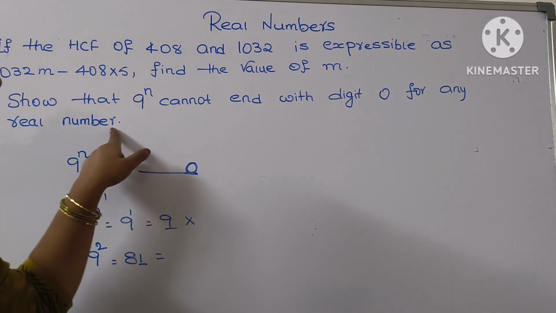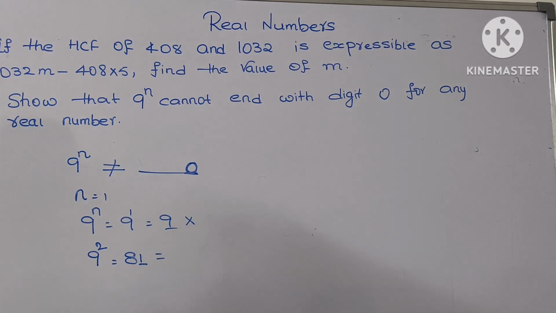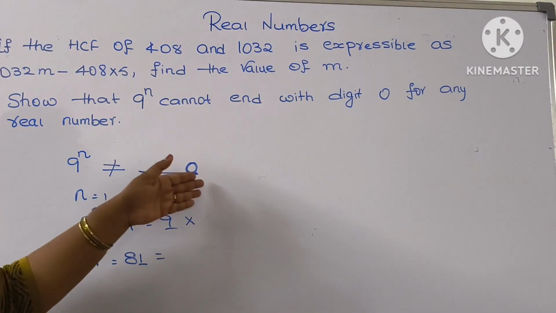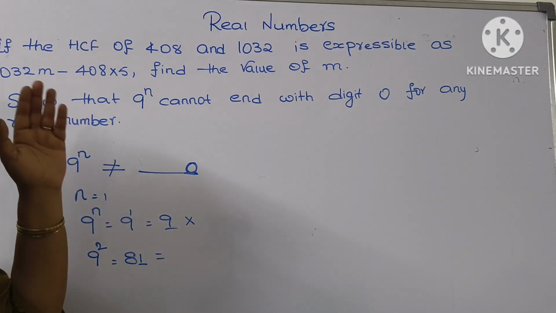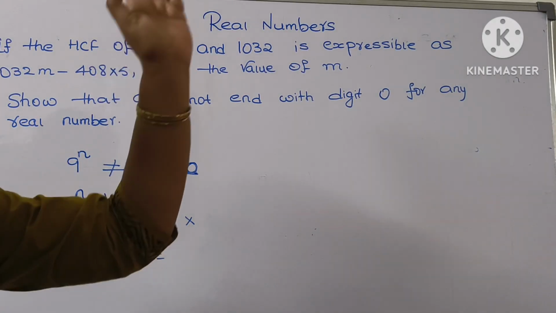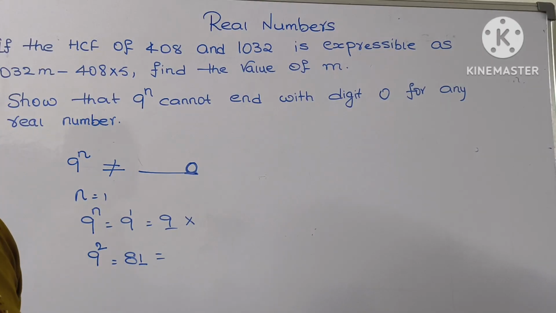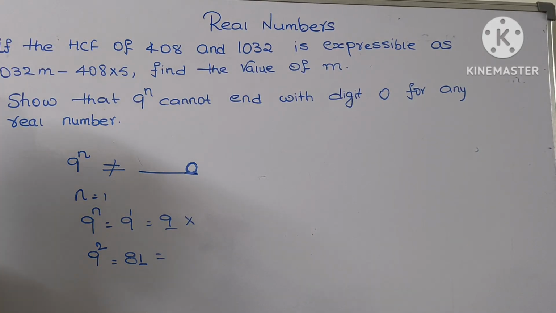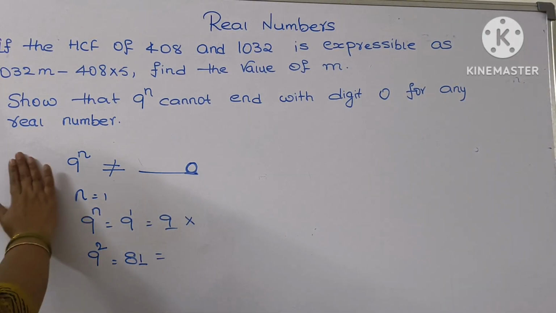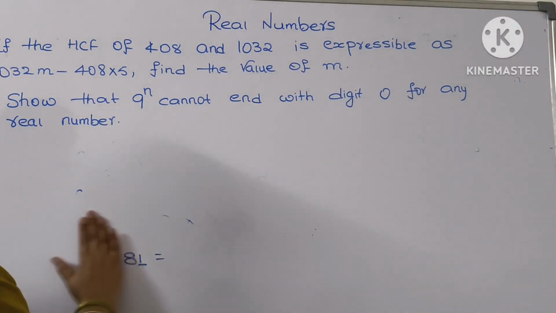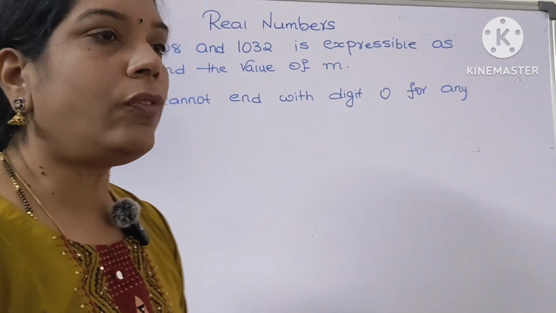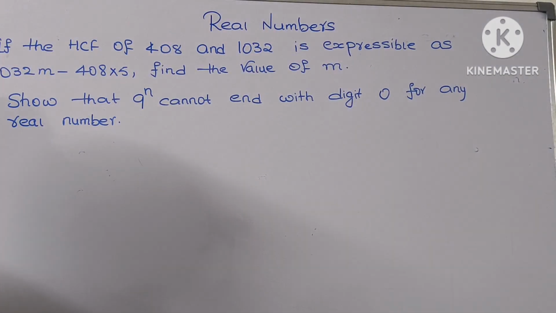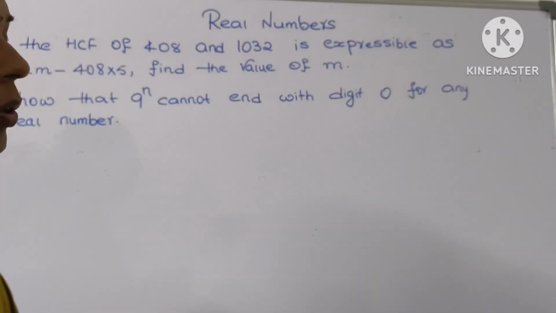Right now I have done it only for n values of 1 and 2. What is he saying? For any value of n, which means even if you take n to be 100, 200, 3000 or anything, the value should not end with 0. So obviously we cannot take values of n from 1 to infinity and show that. So how do we show that? We have to generalize. Any number which ends with 0, he is saying it cannot end with 0. So first let us see what a number that ends with 0 looks like.